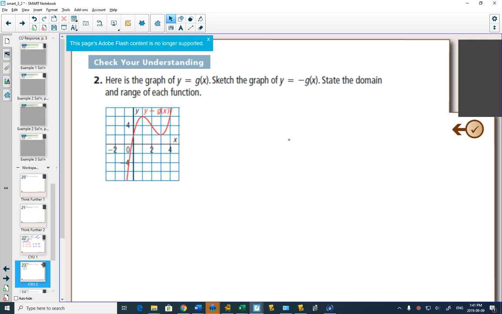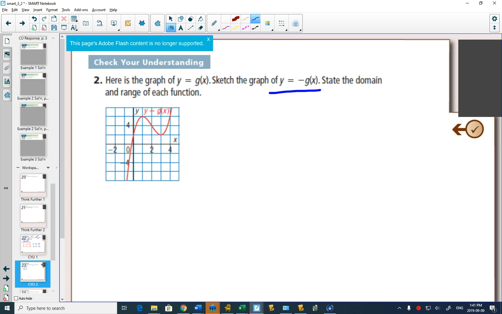Again, we're given a graph that we don't know the equation of. Here's the graph of g of x. Sketch the graph of y equals negative g of x. So a couple of things. When I see this, it should trigger in me all the different ways I can say the same thing.